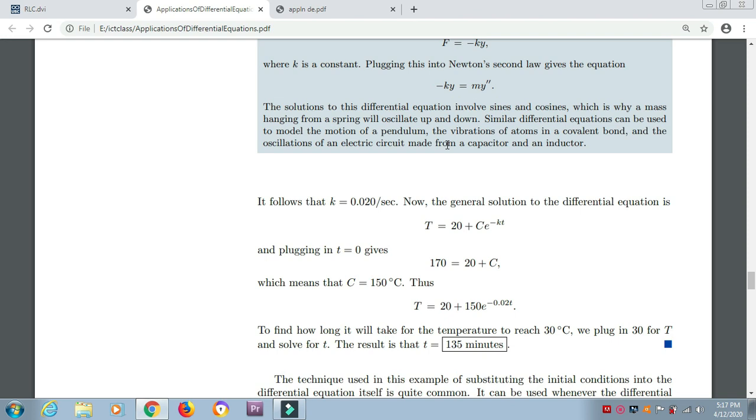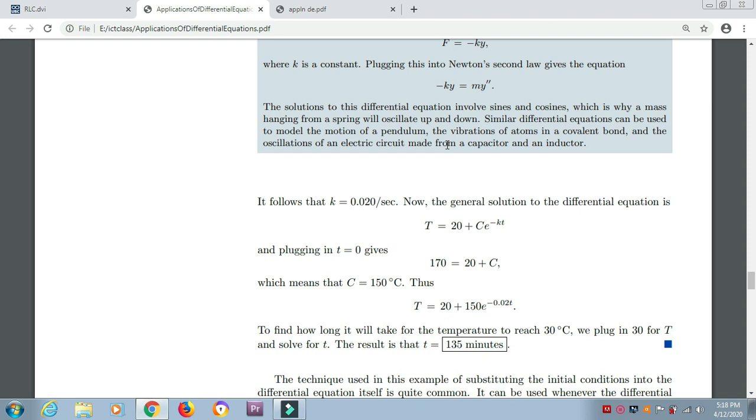Suppose k equals 0.02, we find the value from the above example. Now the general solution to the differential equation is T equals 20 plus C into e power minus kt. If t equals 0, then we have C equal to 150 degrees. Substitute this C value in the above equation. We have T equals 20 plus 150 into e power minus 0.02 into t.